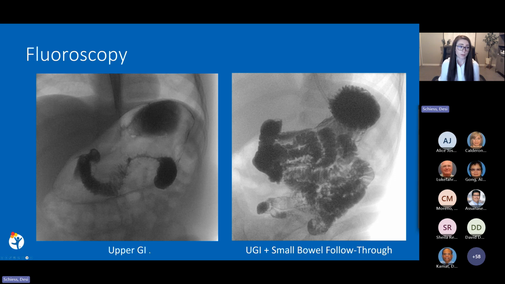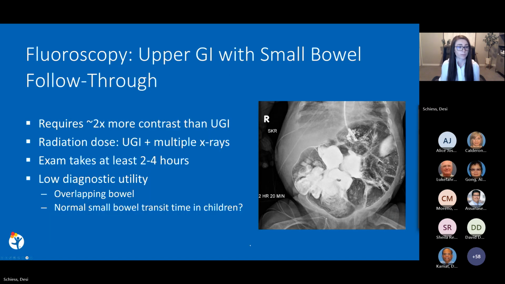With the upper GI alone, we can get by with anywhere between 5 to 60 mL of contrast, depending on patient age. But for a small bowel follow-through, we need much more contrast, usually at least 100 to 150 mL. In addition to that, the radiation dose is higher with the small bowel follow-through because it includes not only the upper GI, but also multiple abdomen x-rays taken at various intervals to watch the contrast until it reaches the colon.